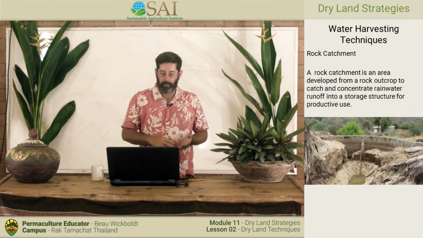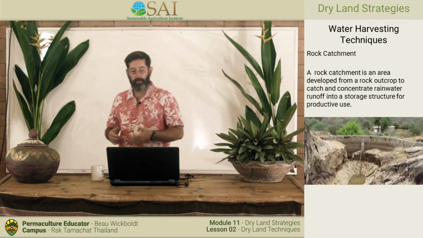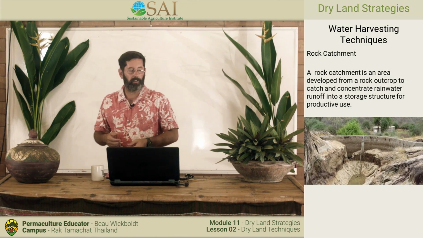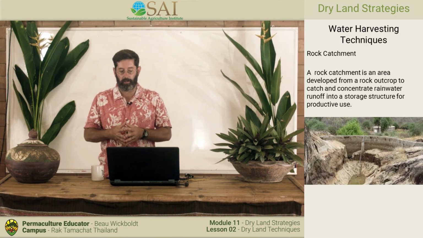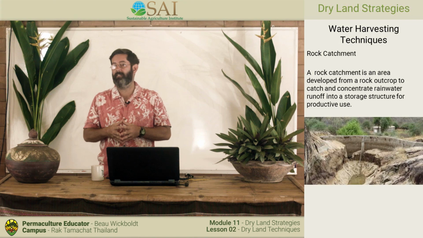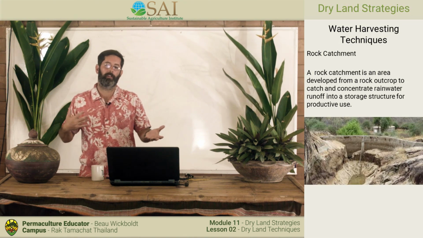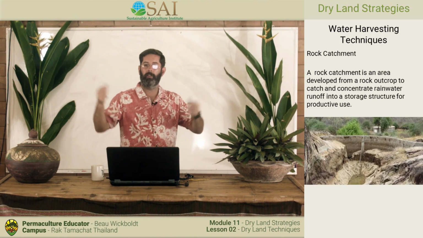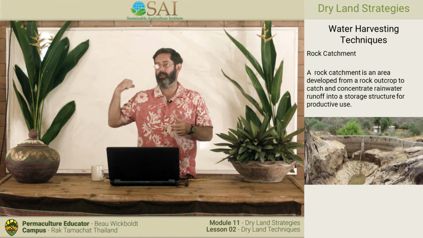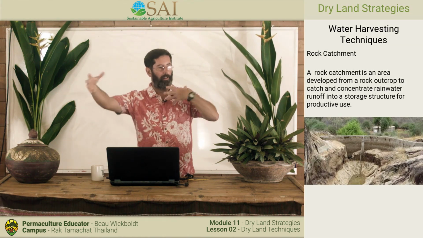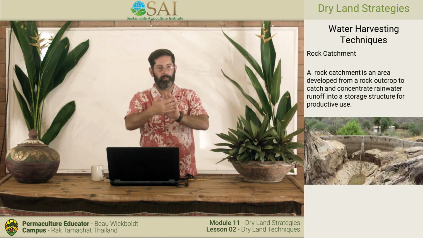And rock catchments. A rock catchment is an area developed from a rock outcrop to catch and concentrate rainwater runoff into storage structures. Some people also call these sand dams. In a lot of dryland situations, there's access to a lot of rocks. So with just a little bit of cement, one pickup truck full of cement, I can go collect rocks and make a dam, a very small dam.